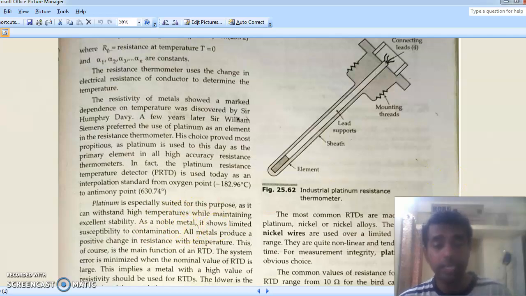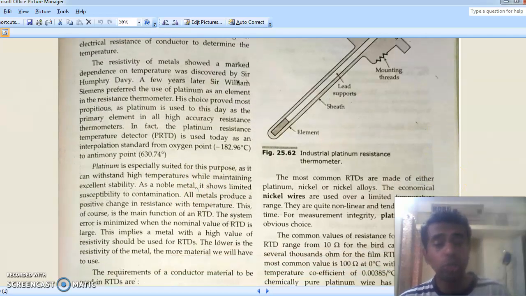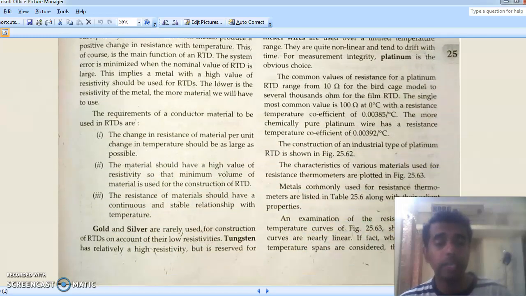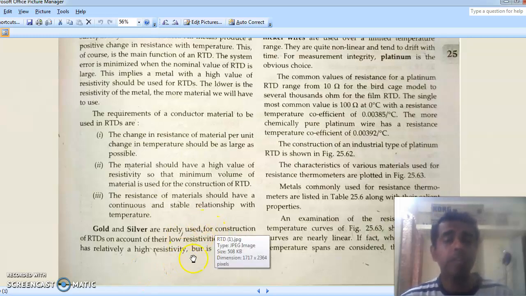So a question arises, why can't we use gold or silver? They are also very inert. So gold and silver are also inert. They are more inert than platinum. The thing is that their resistivities are low. So what happens if the resistivities are low?